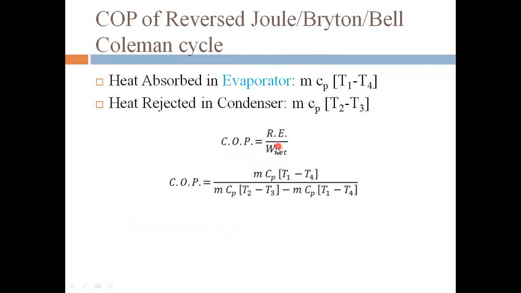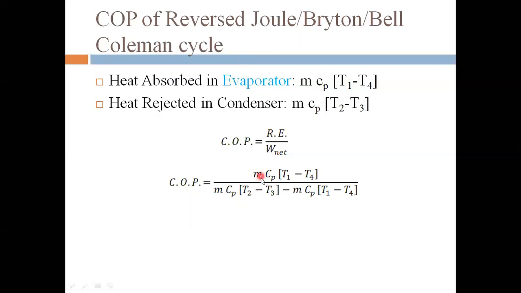Now I need to have the W net, but in the cycle we have the amount of heat absorbed and the amount of heat rejected. To calculate W net, if we have the heat rejected and the heat absorbed, we can find the W net for any cycle. So if we have heat absorbed and heat rejected, taking heat rejected minus heat absorbed gives the W net. So heat rejected is m Cp (T2 minus T3), and heat absorbed is m Cp (T1 minus T4).